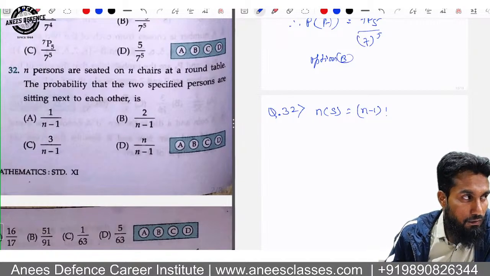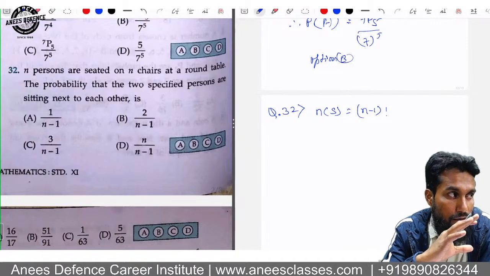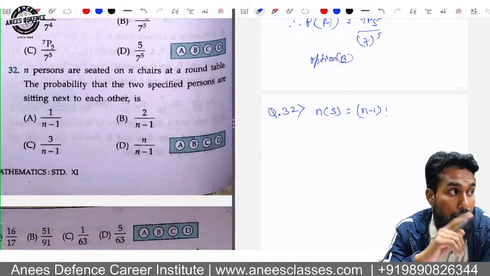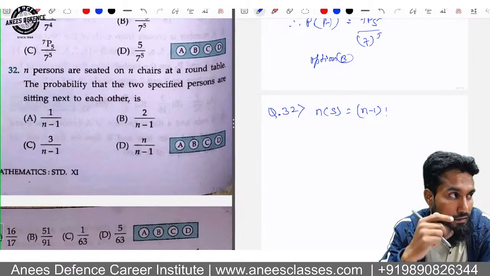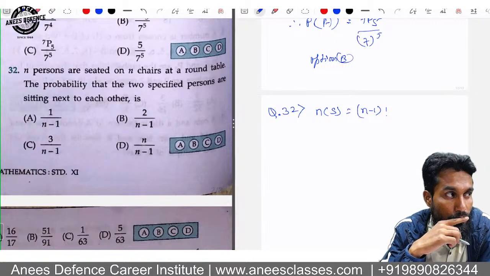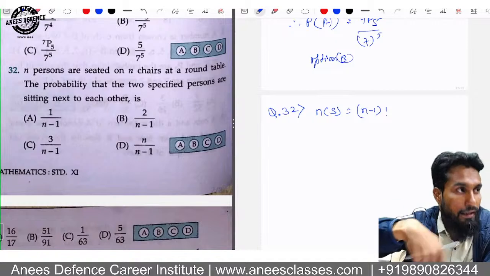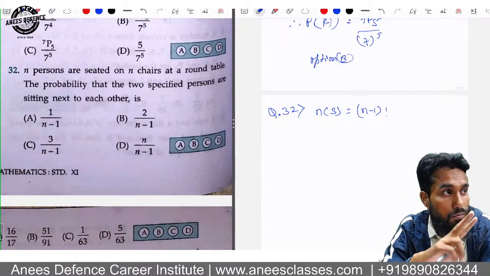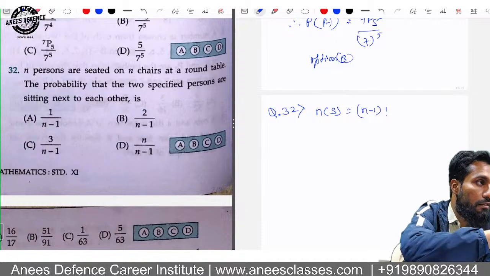2 persons you have to specify out of those n persons. So when you take the 2 persons as one unit, you are left with n minus 1 units, and again 1 minus, so n minus 2 factorial, right? But there can be two such cases. How is that? One from the anti-clockwise side and one from the clockwise side. So you'll get two cases for that favorable condition.